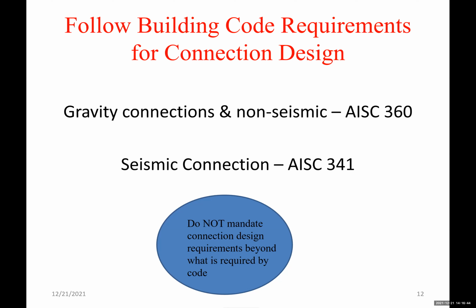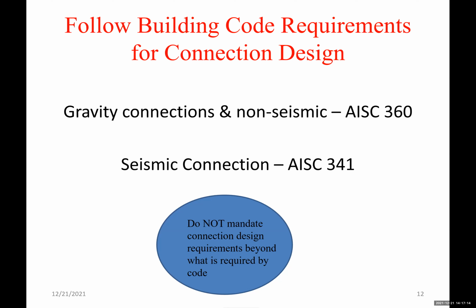Now, gravity connections and non-seismic connections, meaning a system with a response modification factor R equals to 3 or less, then we need to use only AISC 360. So many of the requirements of AISC 341 are not needed. So it's important to specify that, and we should not mandate connection design beyond the requirements for the connection design.